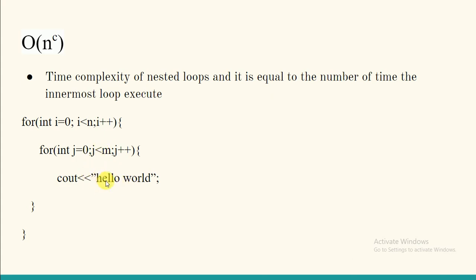Now when we are printing this hello world, it will depend upon m and n both. What we can see is, m will run for every value of n. m will run from 0 to m. So the time complexity of this is m into n, or if n equals m, then the time complexity will be n into n, which is n square. So it will be n square.